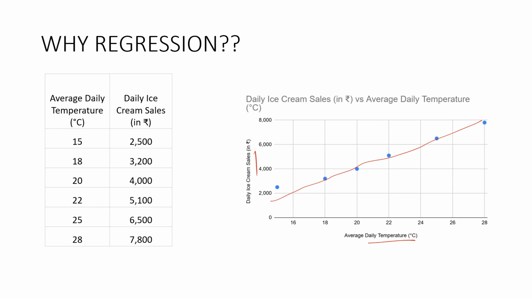We can express the ice cream sales, let us consider y as ice cream sales and daily temperature as x. So we can express y as a function of x. That means y depends on x, as y can be represented using a function of x. So using this function we can find the value of y for a given value of x. So this is what we do in regression analysis.